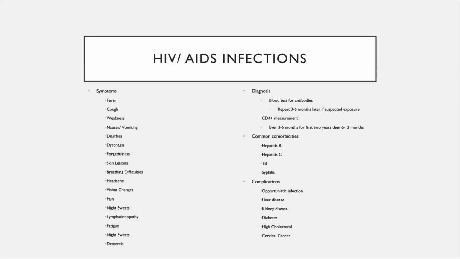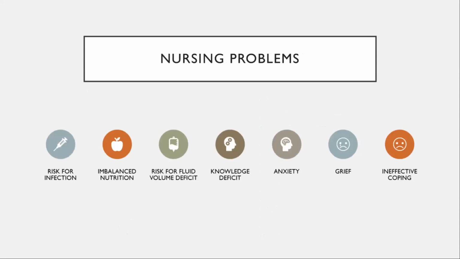Common comorbidities with HIV and AIDS are hepatitis B, hepatitis C, TB, and syphilis. Complications are that it can lead to opportunistic infections, liver disease, kidney disease, diabetes, high cholesterol, and certain types of cancer, such as cervical cancer. Nursing problems include risk for infection, imbalanced nutrition, risk for fluid volume deficit, knowledge deficit, anxiety, grief, and ineffective coping.